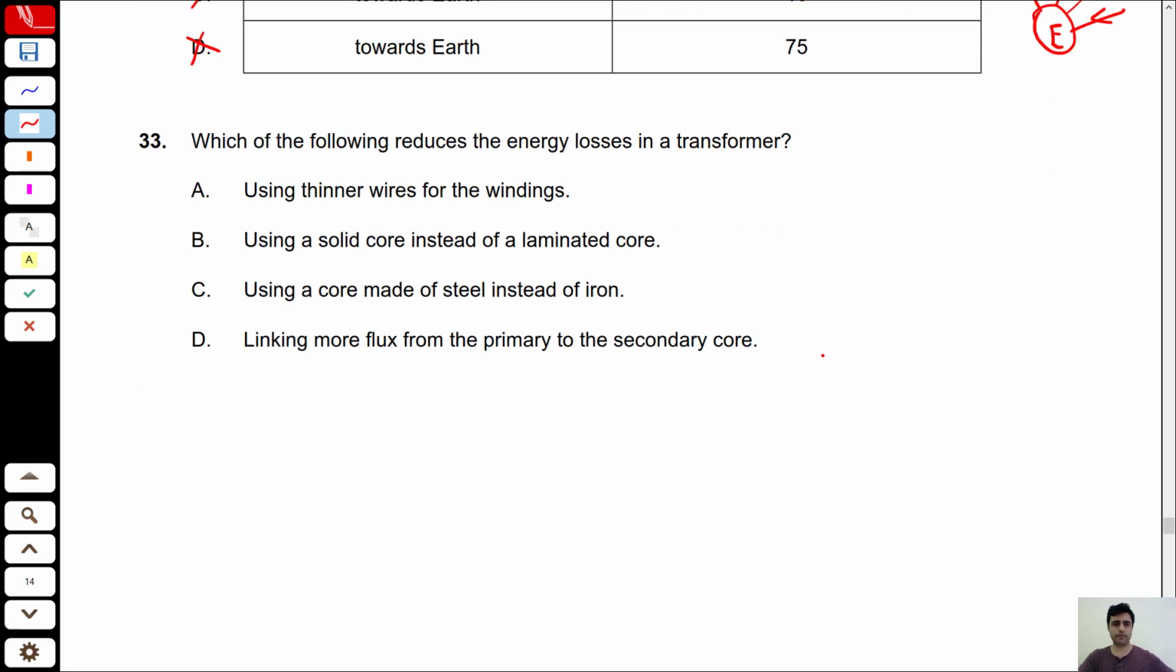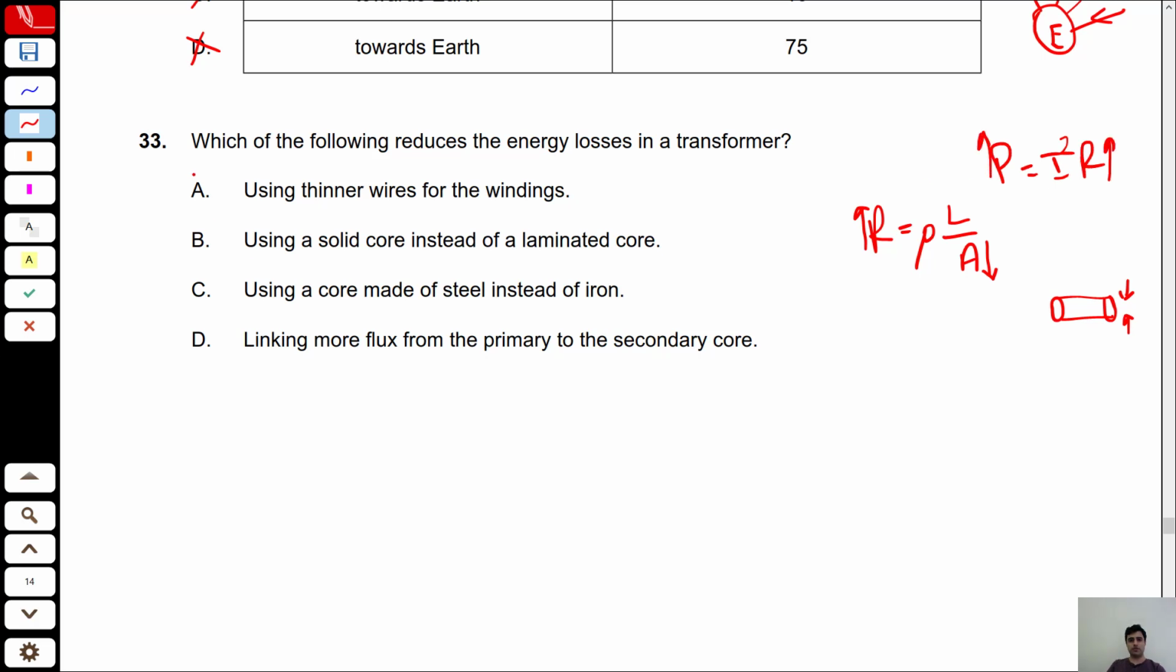30. Which of the following reduces the energy losses in a transformer? Using thinner wire for the wiring? No way, because the resistance, as we remember, is equal to resistivity times length over area. So if you decrease the cross-section area of a wire, if you make a wire thinner, it will increase the resistance. So bigger the resistance means bigger the power loss. So don't do that. Using a solid core instead of a laminated core?